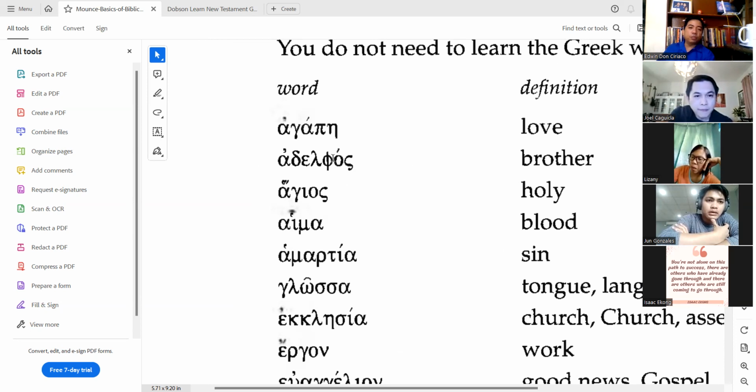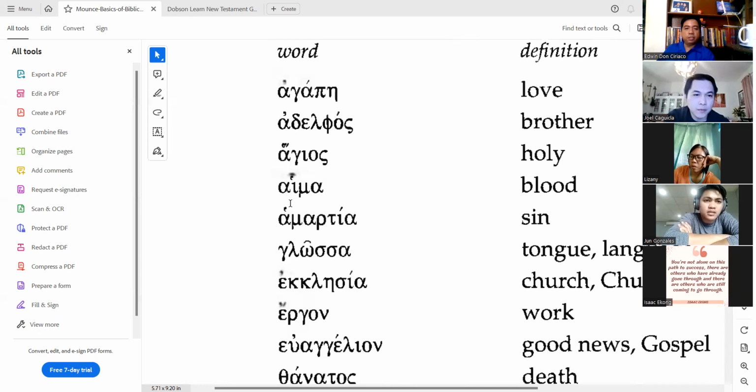Adelphos. The accent is on the omicron. This one has a rough breathing, so it should be ha. Hagios. And this is a rough breathing again. Haima. But if you read it often, the H becomes a small h. Haima.